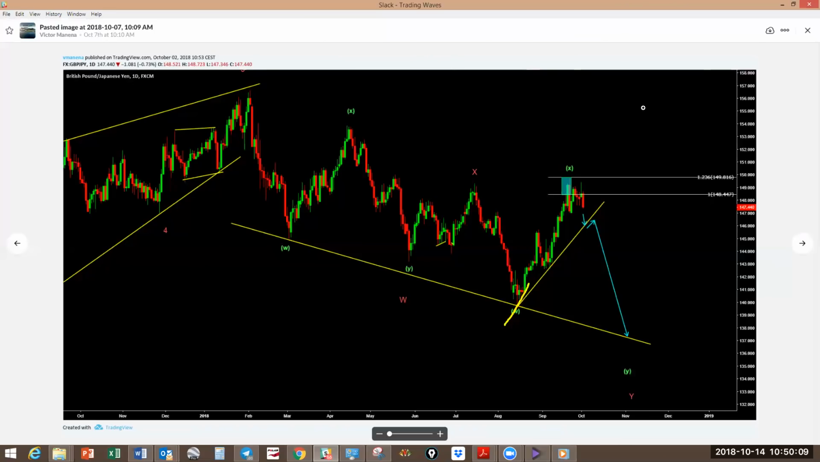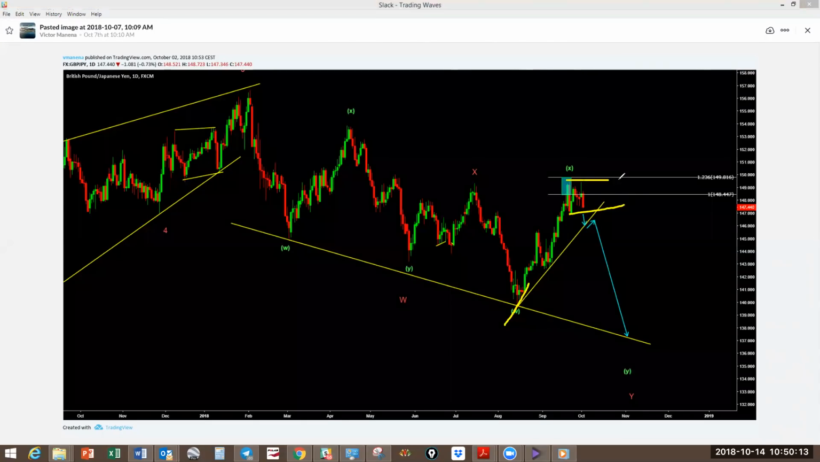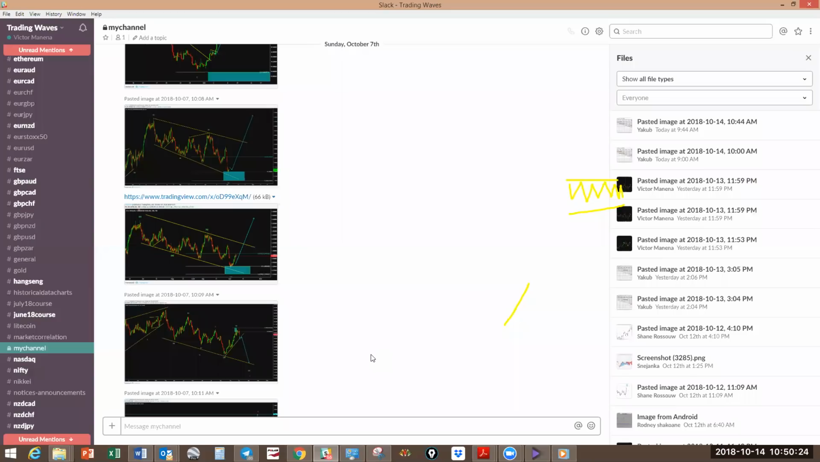Now, pound yen. Pound yen we're going to update because there's two things that could happen here. This is still sideways. Nothing has happened. Even last week I said the same thing. Nothing has happened. This is still lingering around this area. We're going to update what the next move is on this. Nothing has happened as yet after that setup.